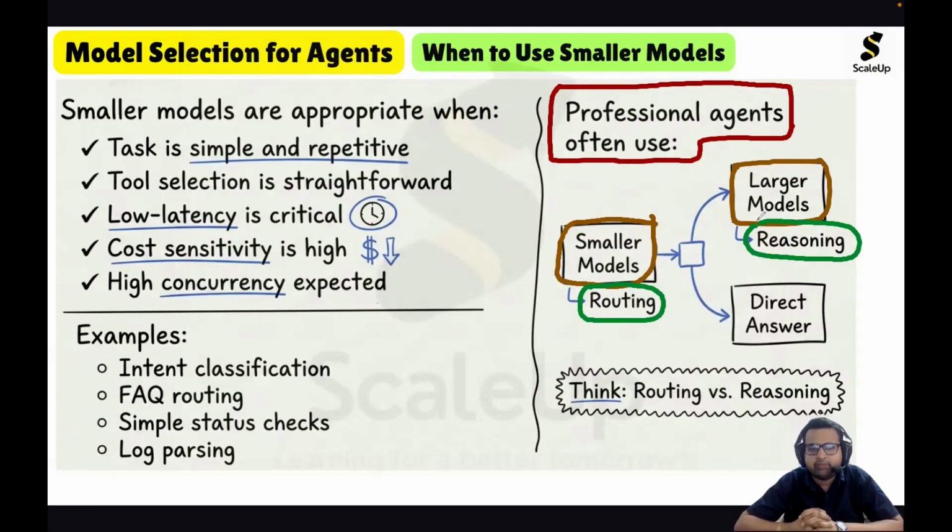Whenever a simple, repetitive task is involved, they will go for smaller models, like for routing, intent classification, simple status check, and log parsing. You should consider smaller models. And for reasoning and for planning, you should consider larger models.